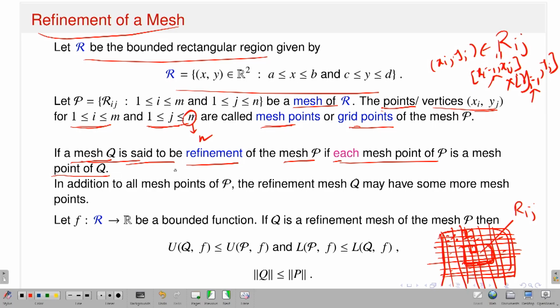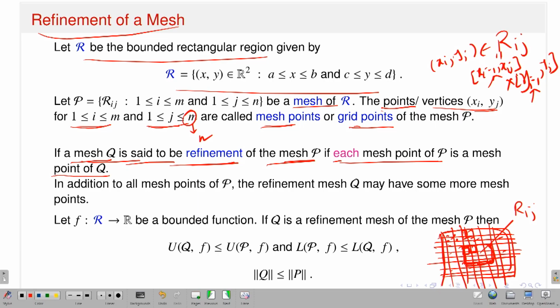So, a mesh Q is said to be a refinement of the mesh P if each mesh point of P is also a mesh point of Q. That is all. So if I take a grid point here, that is also a grid point of this smaller one. Exactly, x_i, y_j, if I take any point on the boundary, this is also a mesh point of your finer partition Q.